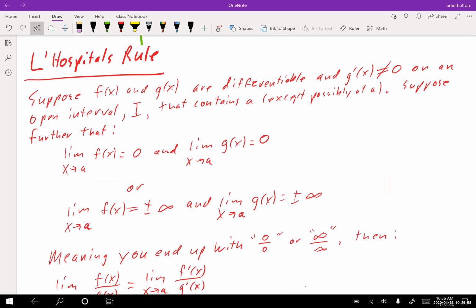L'Hopital's rule says, suppose f of x and g of x are differentiable, and g prime of x does not equal 0 on some open interval I that contains a, except possibly at a itself. Suppose further that the limit as x approaches a of f of x is equal to 0, and the limit as x approaches a of g of x is equal to 0, or the limit of f of x as x approaches a is equal to plus or minus infinity, and likewise the limit as x approaches a of g of x equals plus or minus infinity.